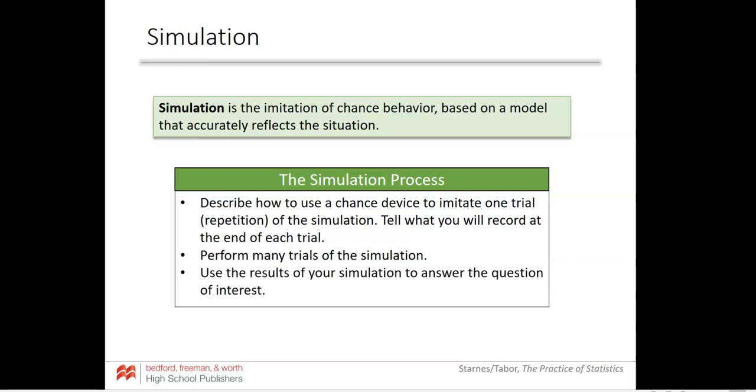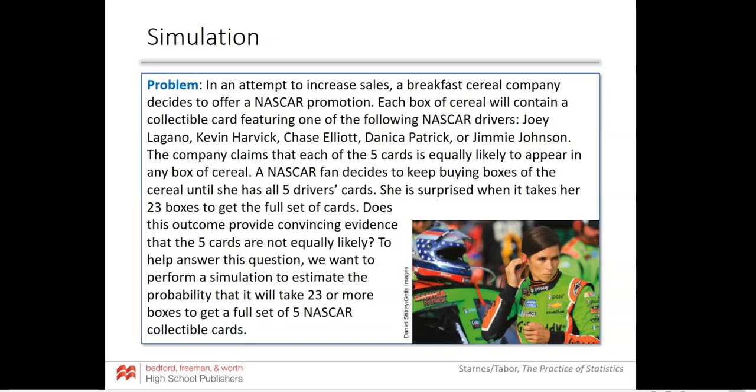Usually that's just a repeatable process there. And then use the results of your simulation to answer the question of interest. So we're going to see how unusual our answer is compared to the simulation results we got. If it's outside of the simulation results, something's going on there.